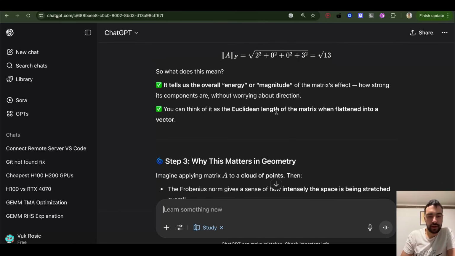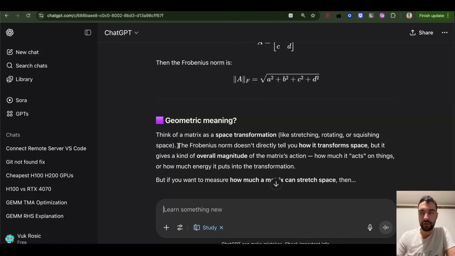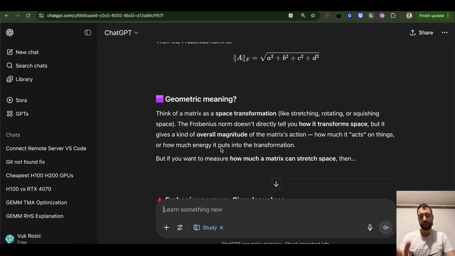So I don't get this 100%, but the geometrical meaning of this is something like how much it stretches the space. It's a single scalar value that tells you how much it stretches the space. Of course, matrices can also rotate or squish space, so this norm tells you the strength of this action, whatever it's doing. But I don't get it 100%.